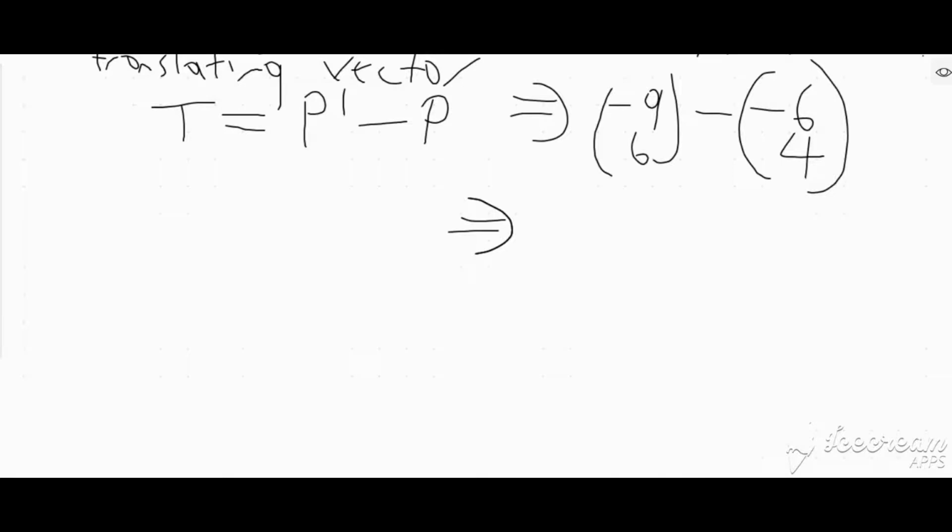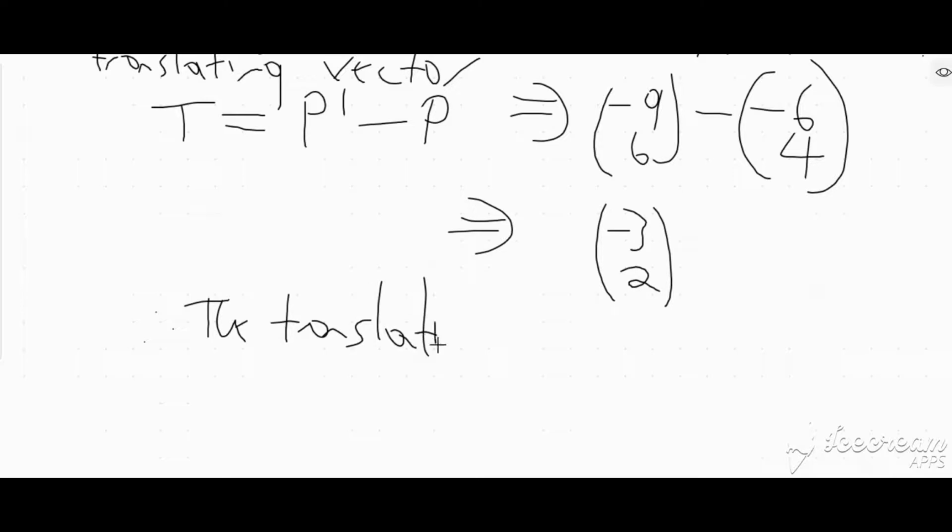Now, of course, we subtract corresponding components. So I'm going to have -9 minus -6, which is really saying -9 plus 6, which is -3. And I'm going to have 6 minus 4, which is going to give me +2. So therefore, the translating vector is (-3, 2).